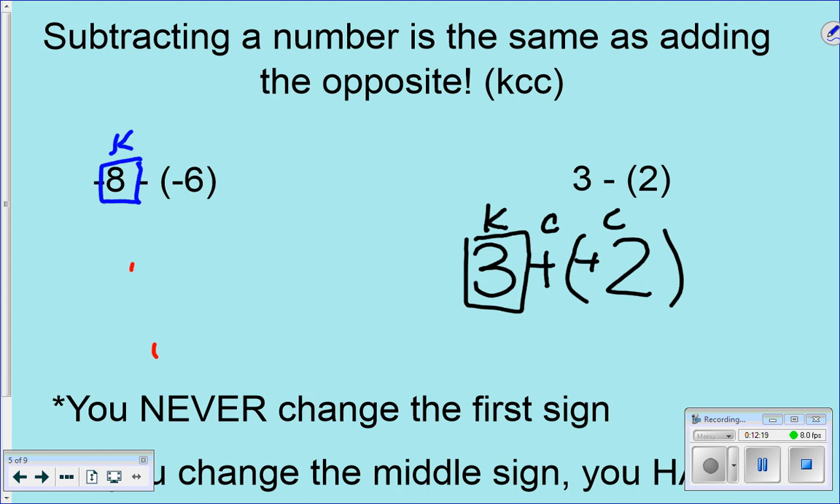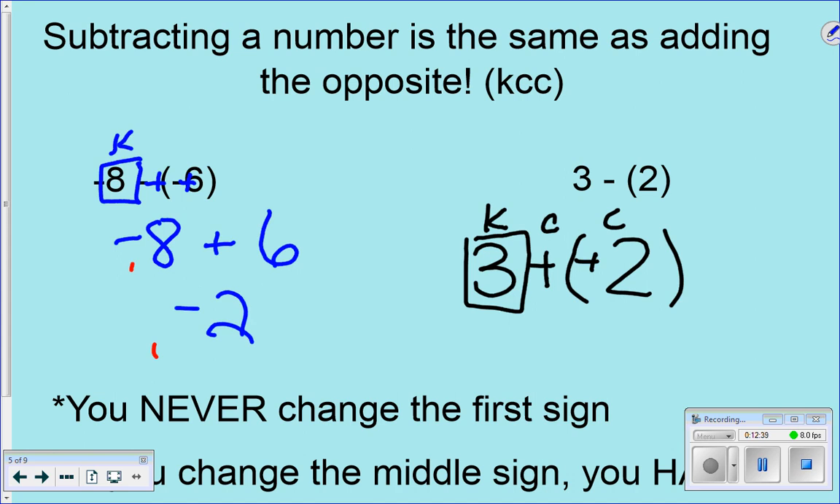What about this sign? I'm going to change it to an addition sign. And then I'm going to change this one, right? Because if I change this one, I got to change this one. So it looks like this. Negative 8 plus 6. Now it's a cats and dogs problem if you like cats and dogs. And your answer is negative 2.